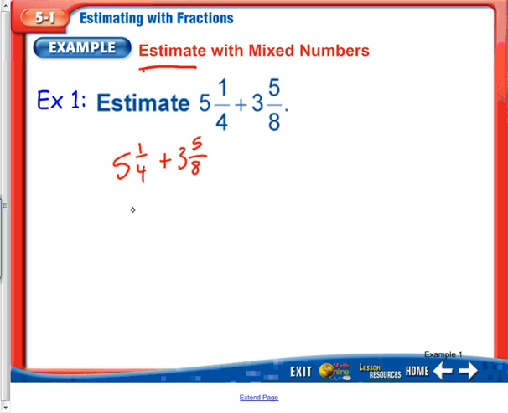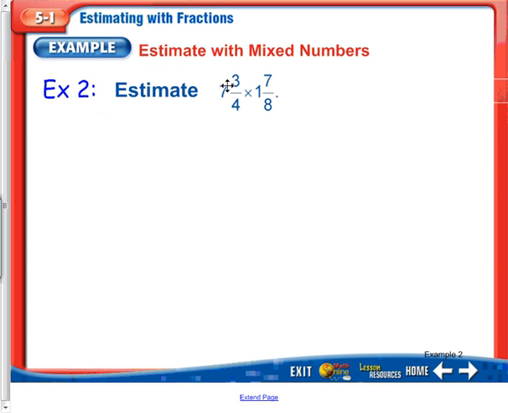So 5 1/4 is really close to 5, and we're adding 3 5/8. Well, 4/8 is equal to a half. So 5/8 is more than a half, and whenever we have more than a half, we're going to round up. So we're going to get 4, and so the sum is about 9. Again, we are estimating, so there's no way to really check this. This is actually a way for us to check the actual answer. In later lessons, we'll actually be doing this problem where we're adding 5 1/4 plus 3 5/8, and we know that using estimation, we should get an answer close to 9.